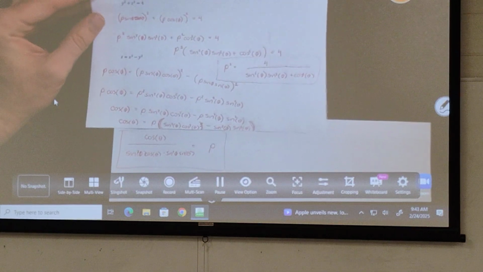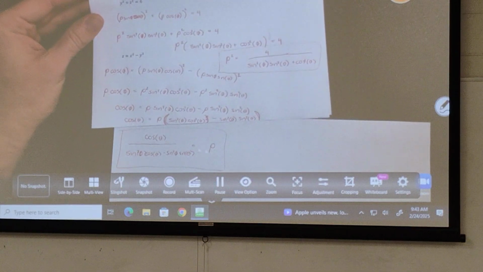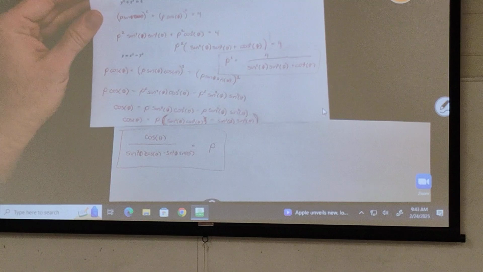But again, go in this direction. Don't be upset if you don't get anything sexy with this.